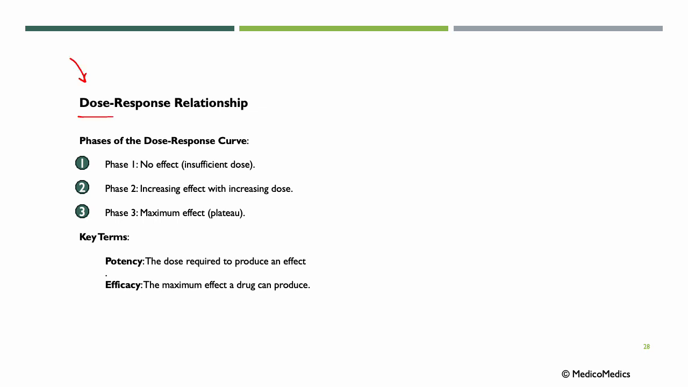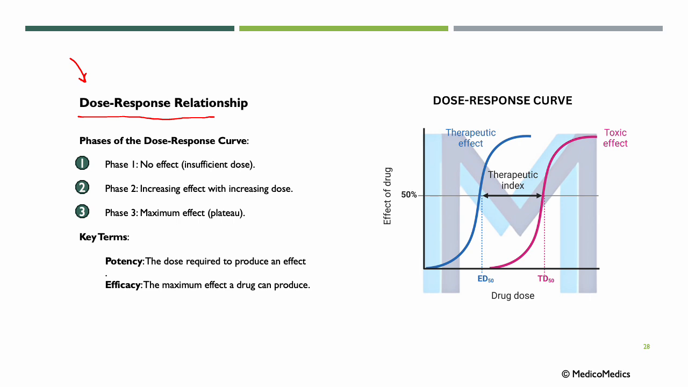Now we arrive at dose-response relationship. The dose-response relationship describes how a drug's effect changes with increasing doses and is typically illustrated in 3 phases. Phase 1 shows little to no effect due to subtherapeutic dosing. Phase 2, however, reveals a steep increase in drug response with rising doses. This is where the drug is most effective.